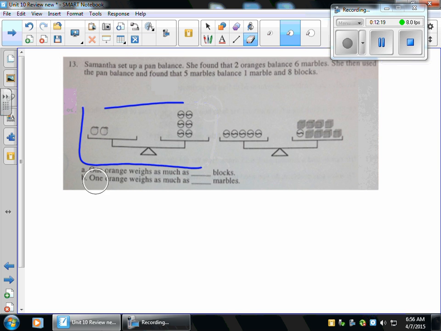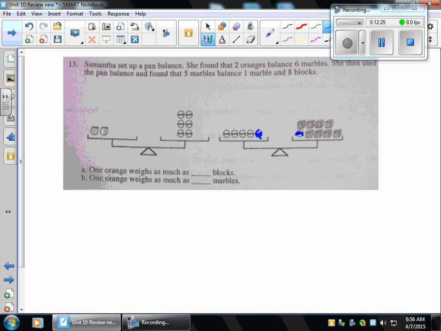Go ahead and erase this line so it doesn't get confusing. Next thing, I can cross off 1 marble, 1 marble. So now I've got 4 marbles. I have 1, 2, 3, 4, 5, 6, 7, 8 cubes. So I'm going to tell myself that 1 marble equals 2 cubes. 1 marble equals 2 cubes. Let's take a look here.